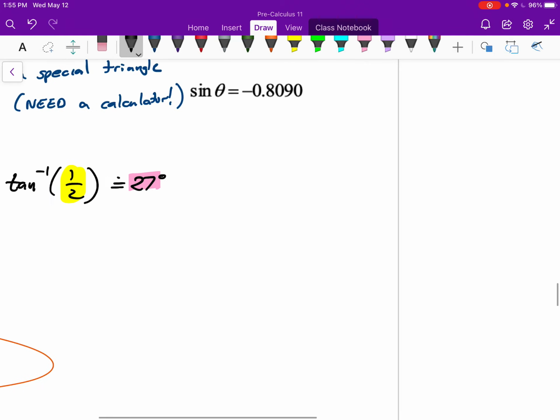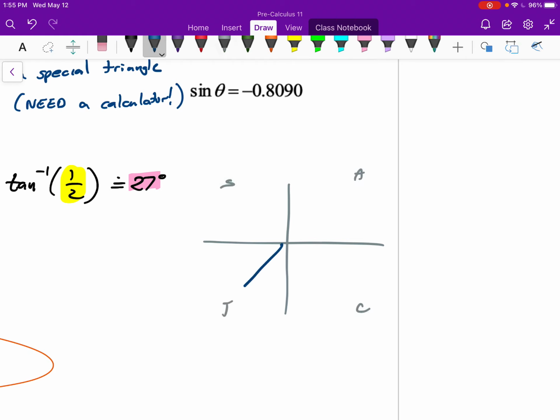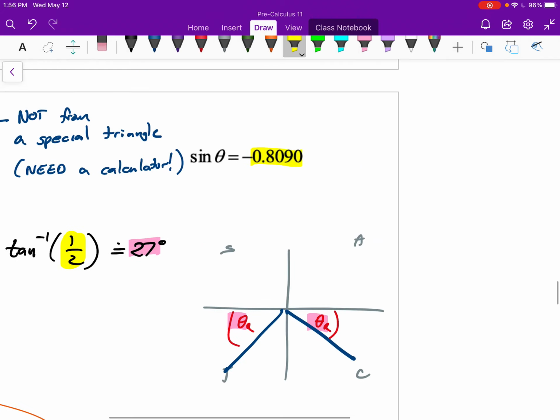And so this last one, where does sine of theta equal negative 0.8090? Well, I don't know, but I do know where sine is going to be a negative value. Sine is negative somewhere in this quadrant and somewhere in this quadrant. That's where sine is negative. And like before, I don't know yet what the reference angle is, but whatever it is, it's the same in both. And so now my task is to figure out that reference angle. And again, I clearly am not going to expect you to memorize where sine equals 0.8090. So again, I need a calculator for this question.